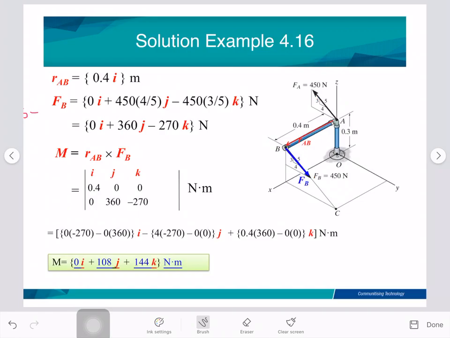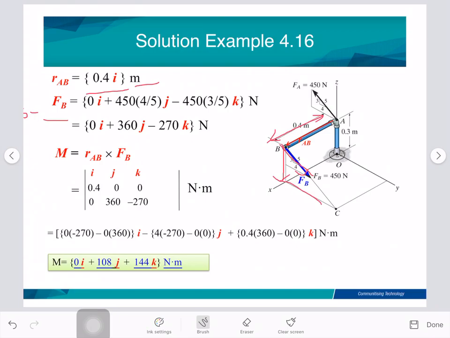So here we have RAB, which lies in the x-axis. That means RAB is 0.4 i, unit is meter. And then FB, we need to resolve in Cartesian. So FB here is 450. Take a look, FB lies in what axis? This one is Z, and then we have Y.